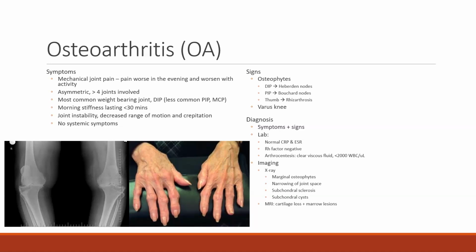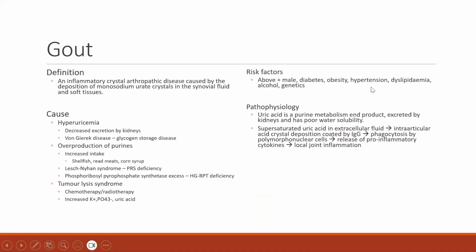Diagnosis from the symptoms and signs, but in lab work, we will find normal CRP and ESR. It's rheumatoid factor negative, and arthrocentesis will result in clear viscous fluid. Imaging, got X-ray, we find marginal osteophytes. We have narrowing of joint space. We have subchondral sclerosis and subchondral cysts. MRI will be finding cartilage loss and marrow lesions.